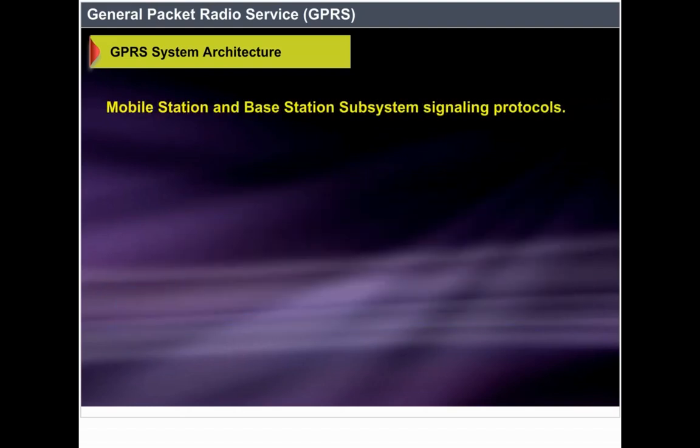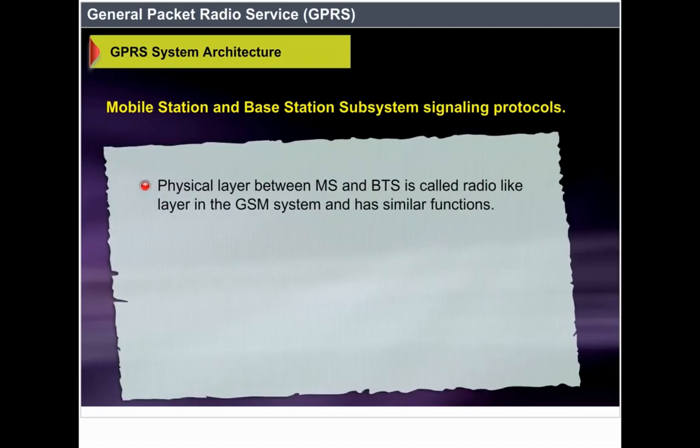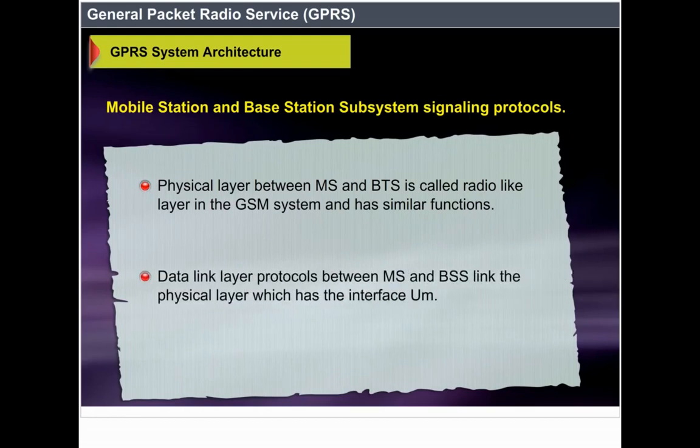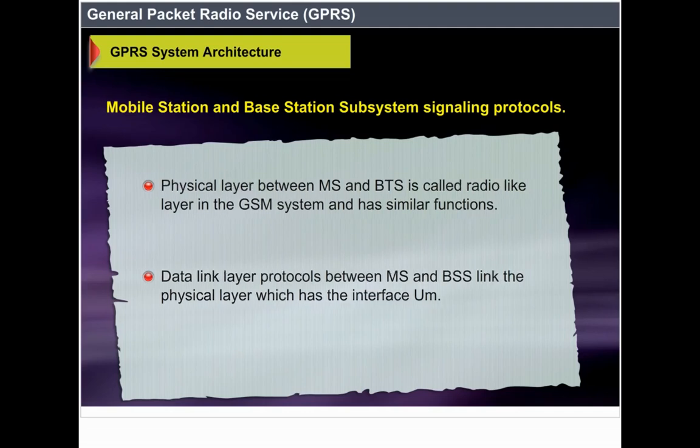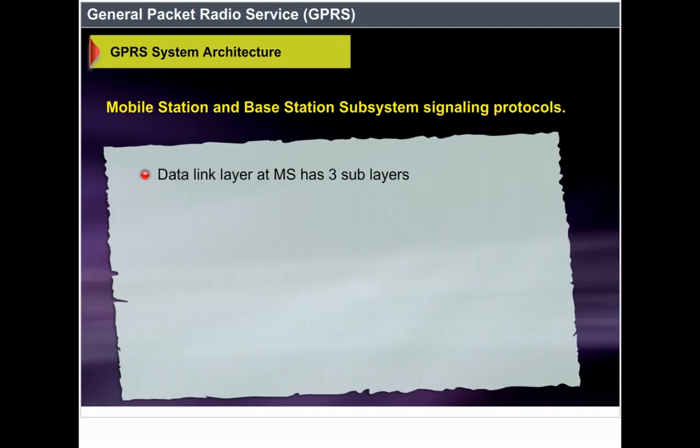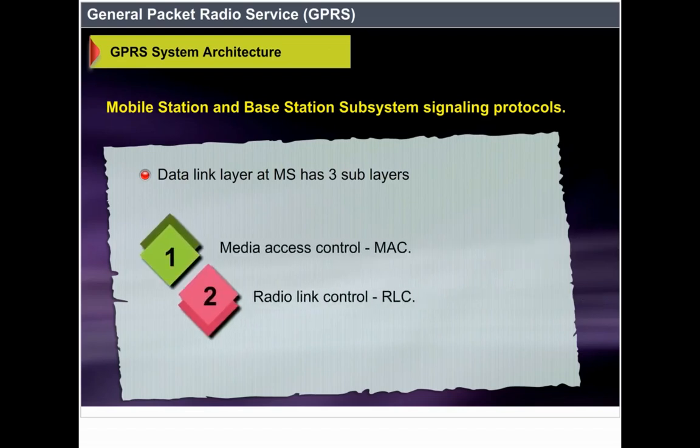Mobile station and base station subsystem signaling protocols. The physical layer between MS and BTS is called the radio link layer in the GSM system and has similar functions. Data link layer protocols between MS and BSS link the physical layer, which has the interface Um. The data link layer at the MS has 3 sublayers: Media Access Control (MAC), Radio Link Control (RLC), and Logical Link Control (LLC).